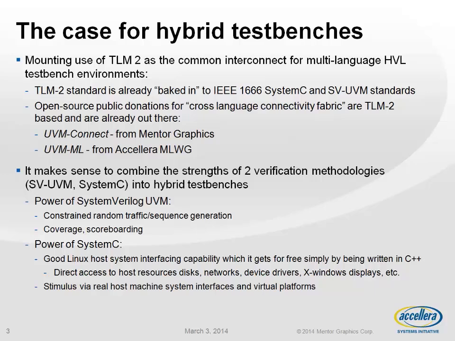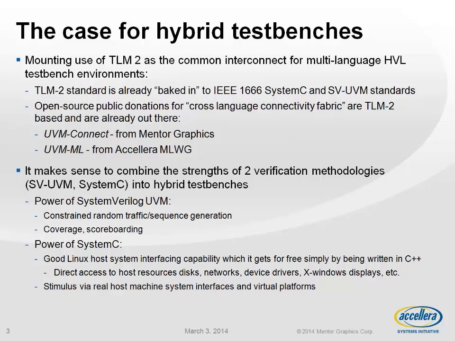We think it makes sense to combine the strengths of the two verification methodologies, UVM and SystemC. Why would you use one or the other when you can use one and the other and combine their powers? So the power of System Verilog UVM is constrained random traffic, sequence generation, coverage, scoreboarding. The power of SystemC is it's a good interfacing language. It's C++, so you have access to all the resources of any Linux host system, networking, disk, X Windows, device drivers, etc.